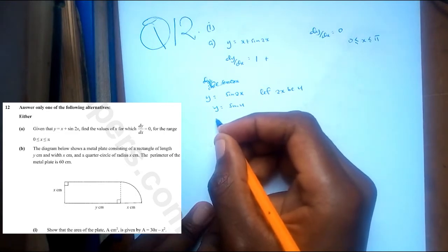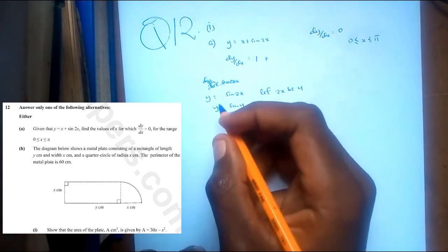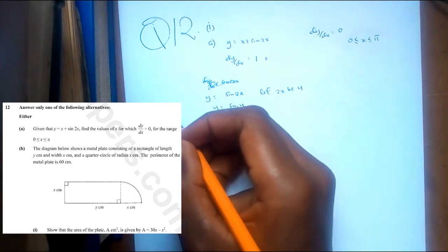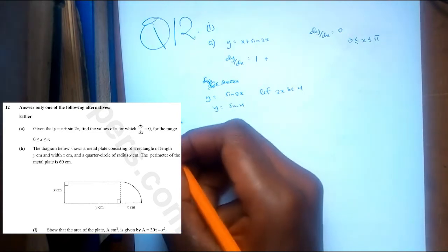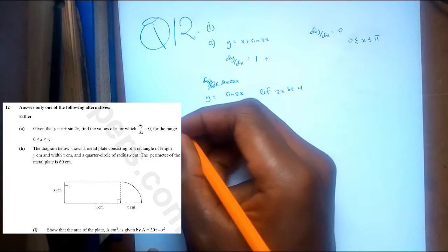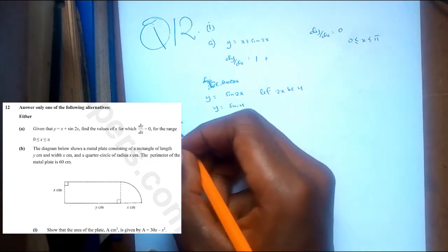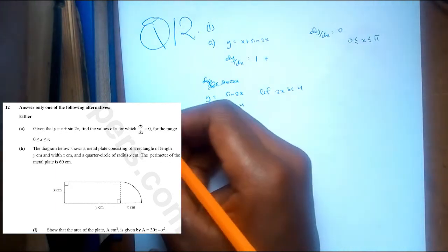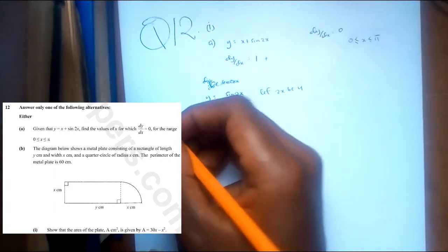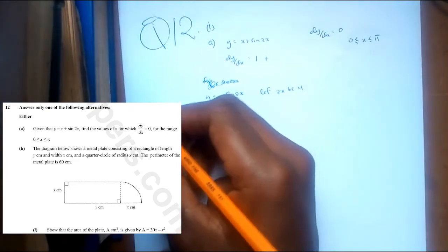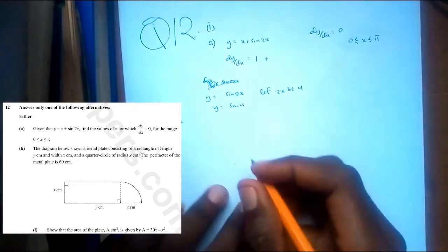Then when differentiating trigonometric functions, just know that it goes in this way: sine, cos, negative sine, negative cos. So when you differentiate sine it becomes cos, when you differentiate cos it becomes negative sine. Then when you differentiate negative sine it becomes negative cos. When you differentiate negative cos it becomes sine. Then integration goes in the opposite direction.